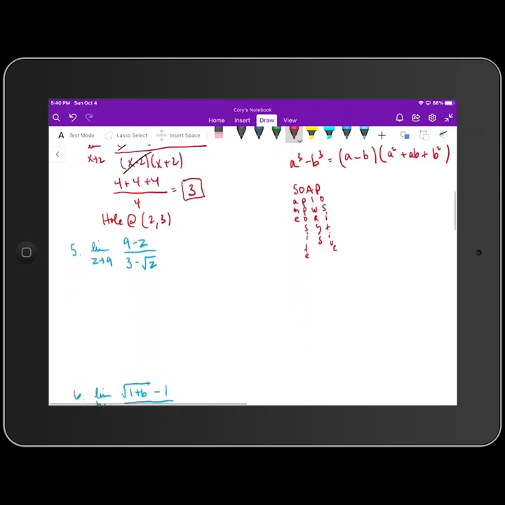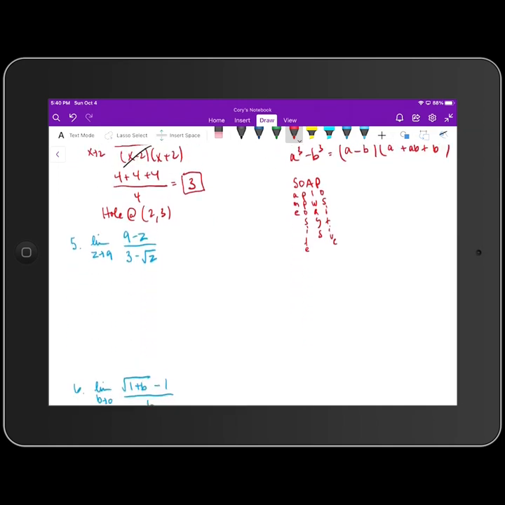Okay, I want you guys to try number 5. So for 5, you have the limit as z approaches 9 of 9 minus z over 3 minus radical z. All right, so pause the video while you attempt that one.